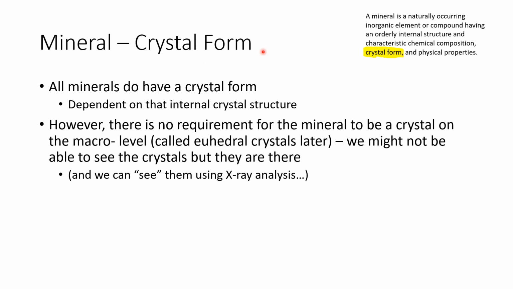Okay, all minerals do have a crystal form. However, and this is important, not all minerals show crystals that you can see with your eye. Those that you can are called euhedral. Euhedral crystals are ones that you can see with your eye. Subhedral or microcrystalline crystals are ones that maybe you can see with a magnifying glass or a microscope. And then there's even a level below that called cryptocrystalline that you cannot see even with a microscope.